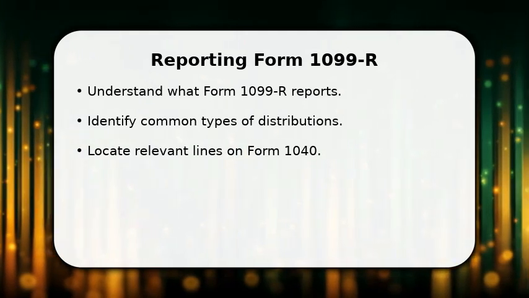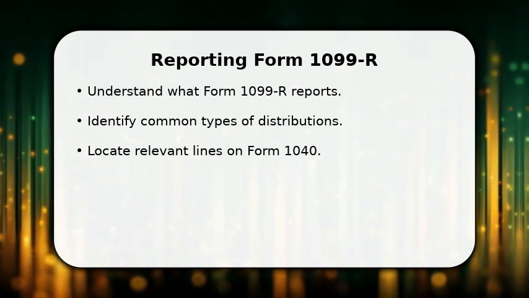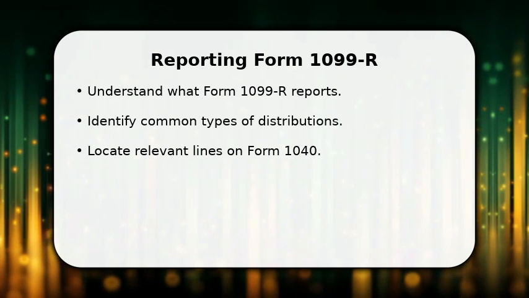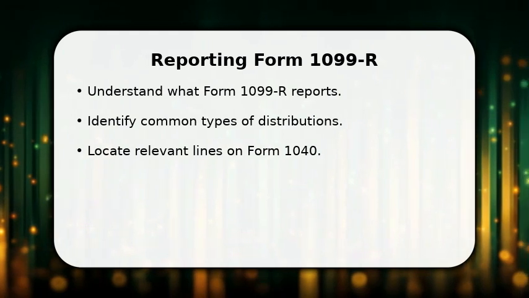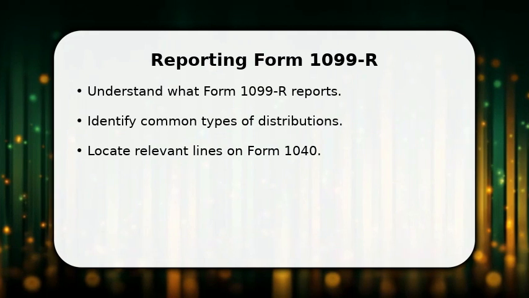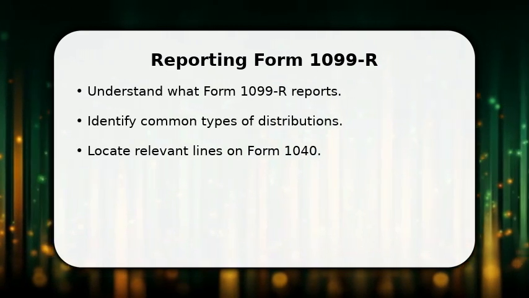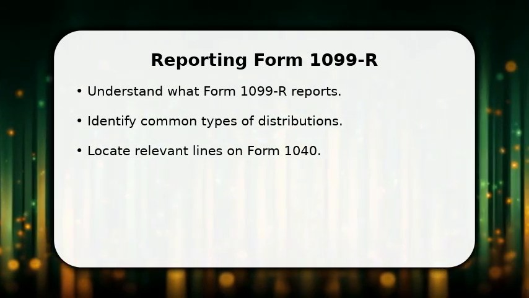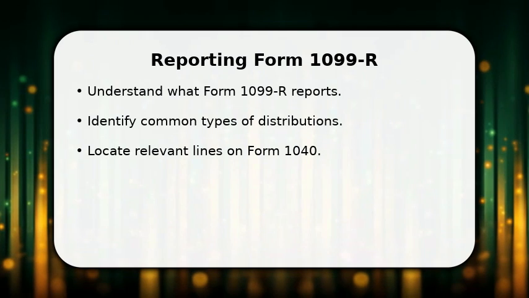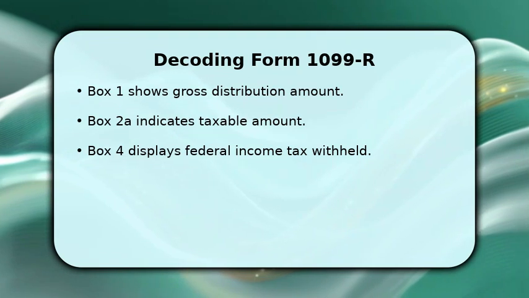Enjoy the video. In this video, I will explain how to report Form 1099-R on Form 1040. First, understand that Form 1099-R details distributions from pensions, annuities, and retirement plans. You'll need to identify the specific type of distribution you received, and then locate the corresponding lines on your Form 1040. This process ensures accurate reporting of your retirement income to the IRS, helping you avoid common errors and potential issues. Form 1099-R provides key information about your distributions.